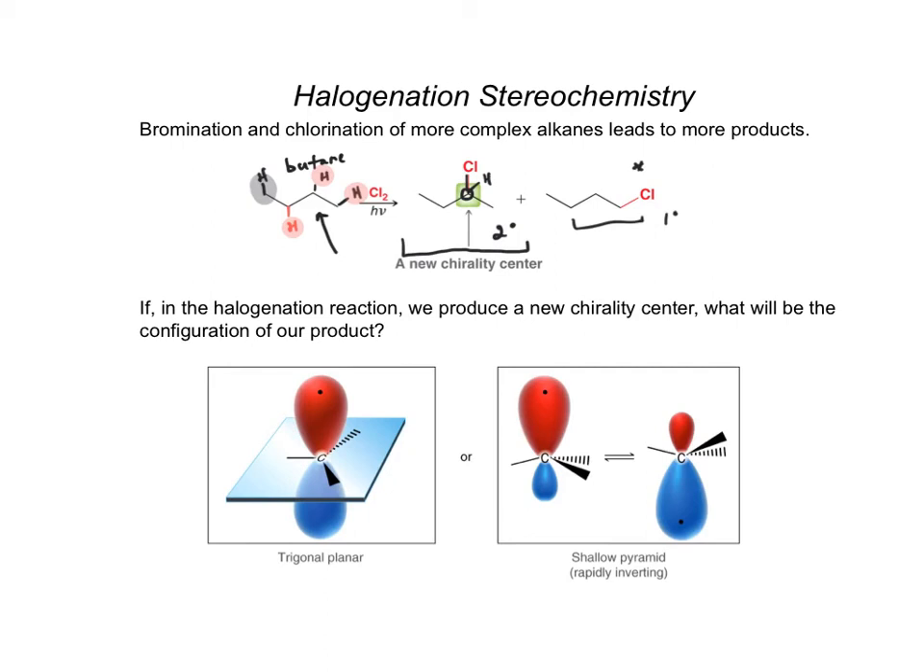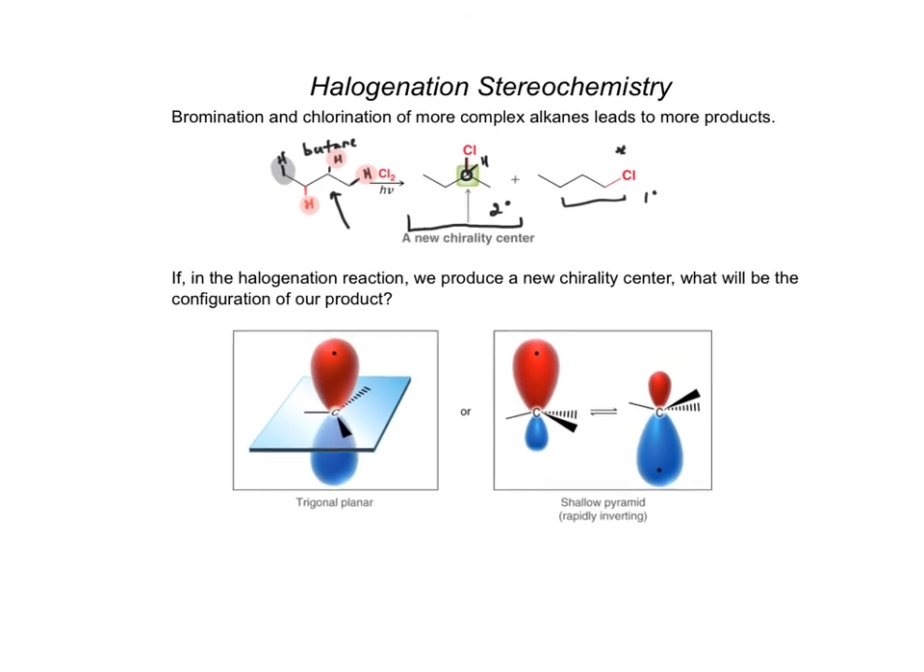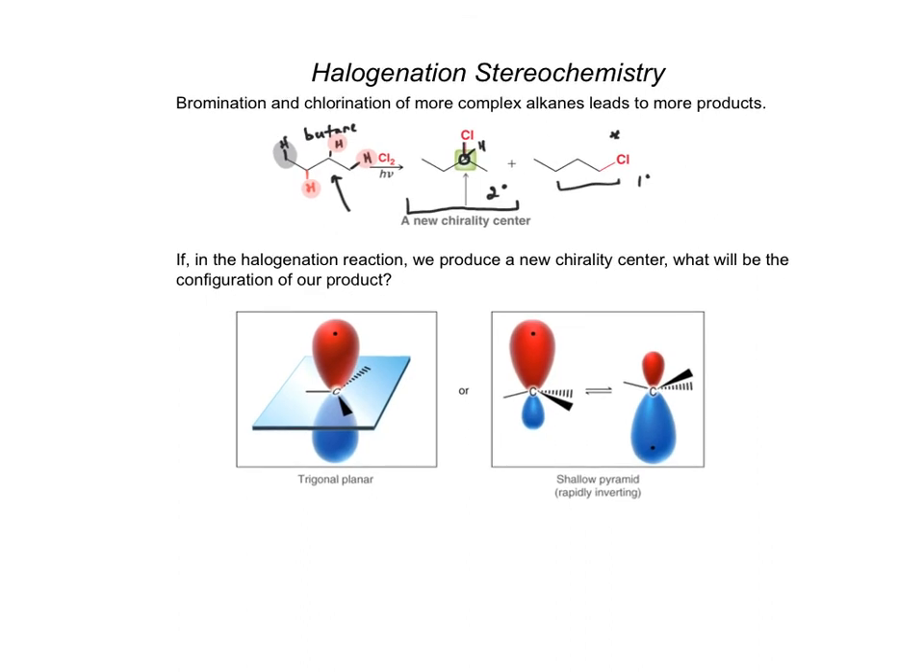So now the question is, is there a preference with respect to what enantiomer we're going to get, with respect to absolute configuration? Are we going to get an R? Are we going to get an S? Is there a preference, right? And so the answer to that is that, again, we're going to treat these radicals as kind of an intermediate between a carbocation and a carbanion, right?